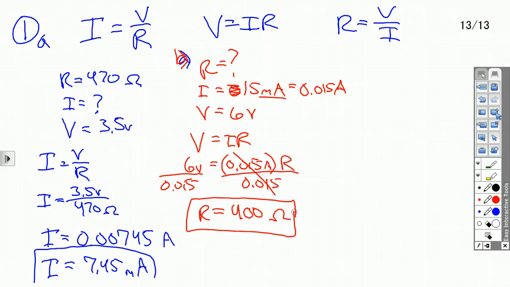Moving on to the third one. Do that in green, just for kicks. So we have a resistance of 330 kilo ohms. Current of 10 milliamps. So, what does the voltage need to be?